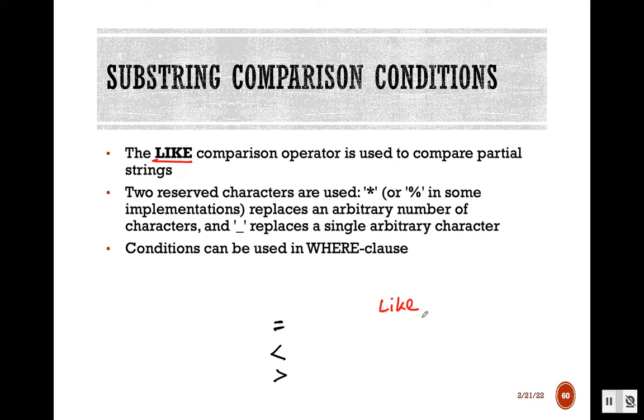The LIKE comparison operator is used to compare partial strings. There are two reserved characters, the percentage symbol and the asterisk symbol, and these symbols are actually the same. In different databases we may use the asterisk symbol or the percentage symbol. And there is another reserved character, underscore. The percentage symbol is going to replace any arbitrary number of characters, and the underscore is going to replace a single arbitrary character.